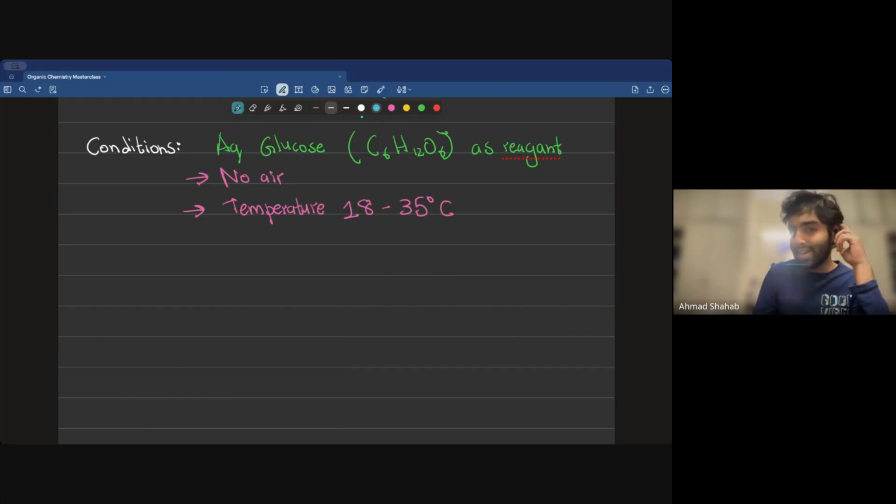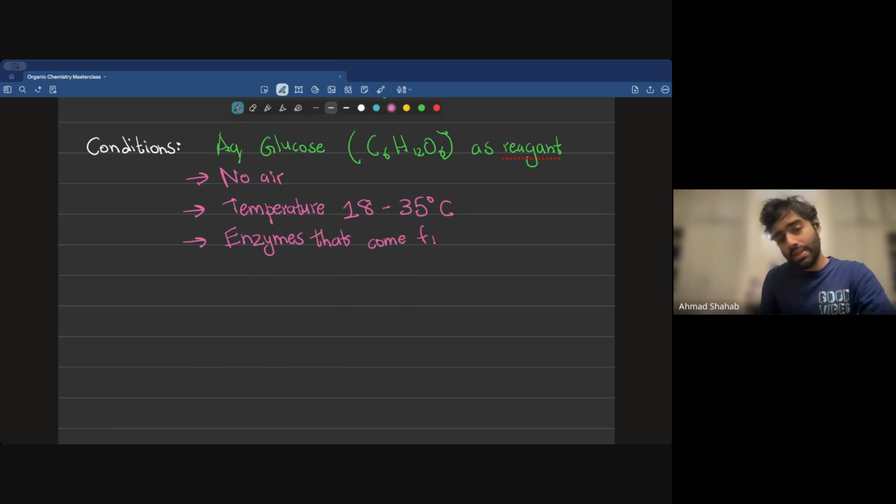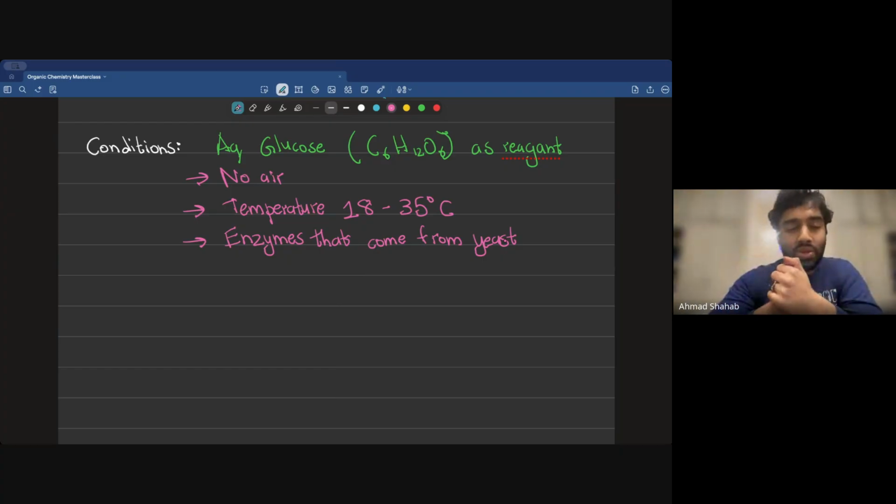And the catalyst for this reaction is, I usually tell you the catalyst of this reaction. The catalyst is essentially the enzymes that come from yeast, right? We don't add an external catalyst like we did earlier, right? In earlier reactions, we had H3PO4. In some reactions, we had Al2O3, we had nickel, right? But those were the catalysts we added ourselves.